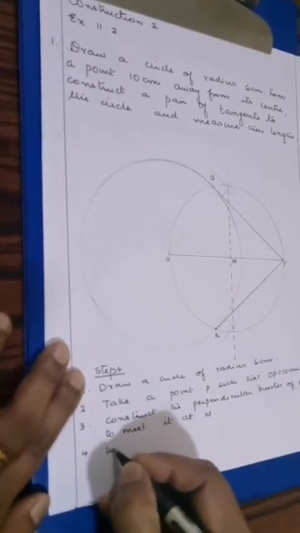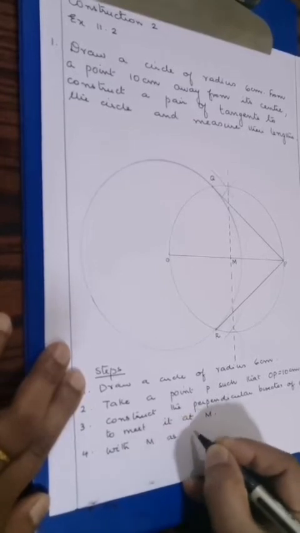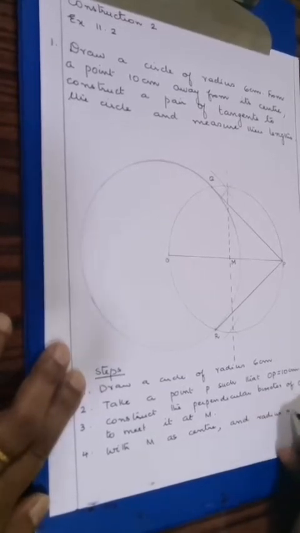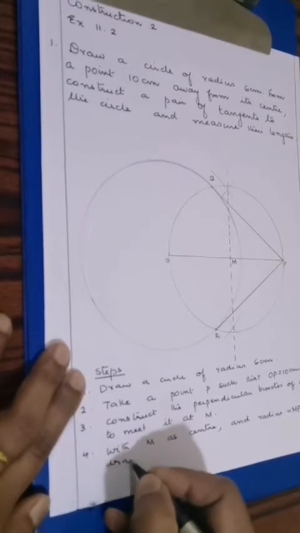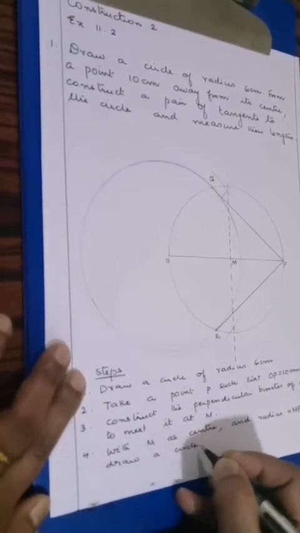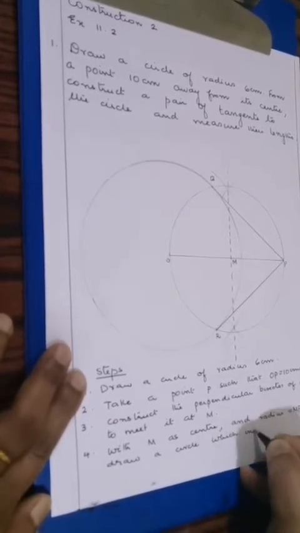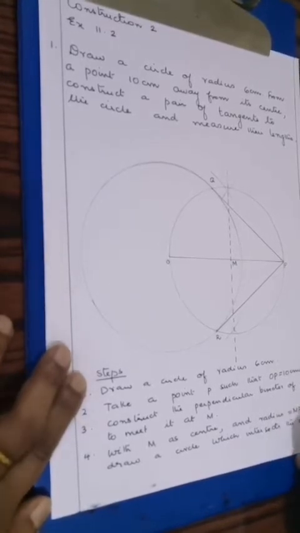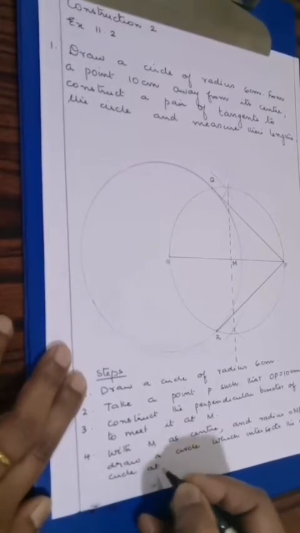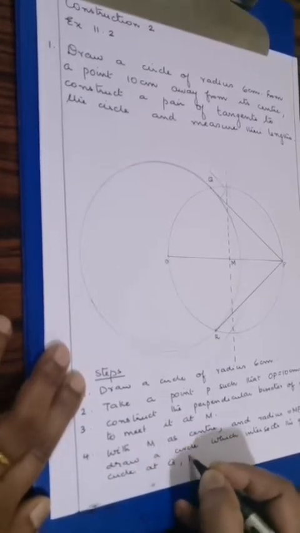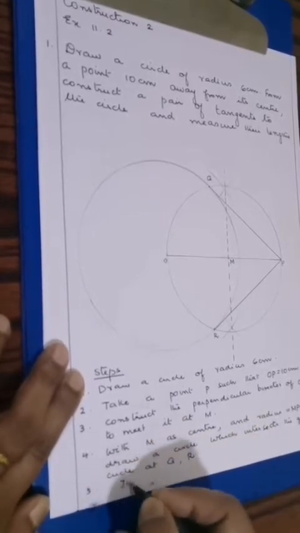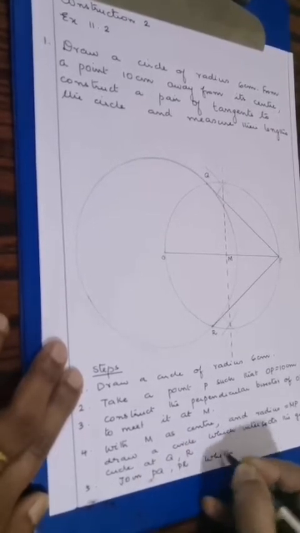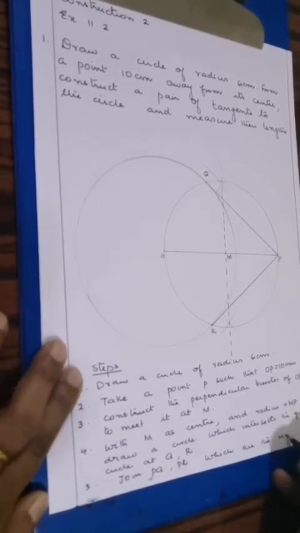The next step, with M as center and radius equal to MP, draw a circle which intersects the given circle at Q and R. Number 5, join PQ, PR, which are the required tangents.